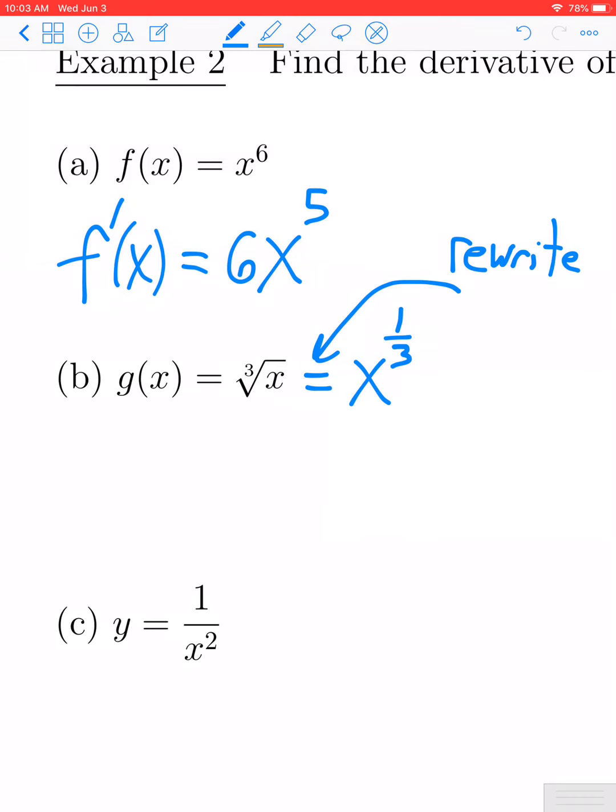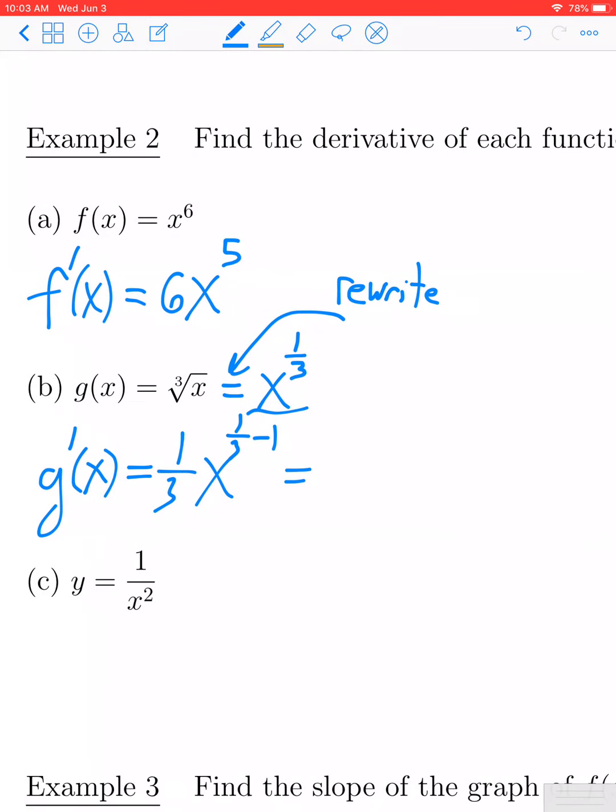Now that we've written it as x to a power, we can simply apply our power rule. We're going to bring the power down, so I'm going to bring the 1/3 power down, and then this is going to be x to the 1/3 minus 1 power. Well, 1/3 minus 1, getting common denominators and all that good stuff, would give you x to the negative 2/3.